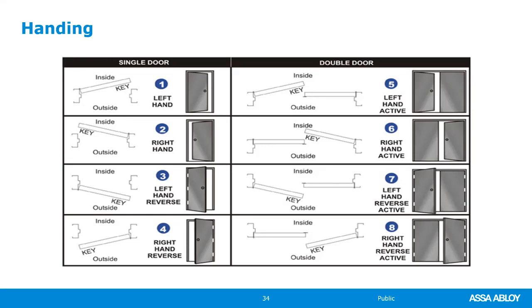If I'm looking at the door and I cannot see the hinges, and the door opens in and the hinges are on the left, then it's a left-hand door. If the door opens in and I cannot see the hinges standing on the keyed side of the door and the hinges are on my right, it's a right-hand door. Consequently, if I can see the hinges and the hinges are on my left and the door opens out to me, it's a left-hand reverse. And if the hinges are on the right, it's a right-hand reverse.